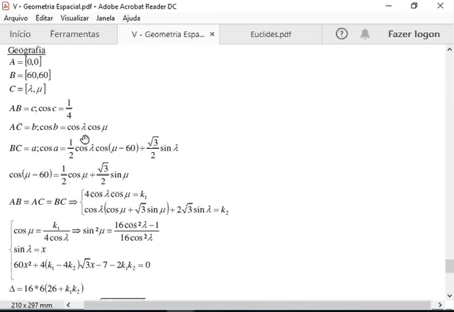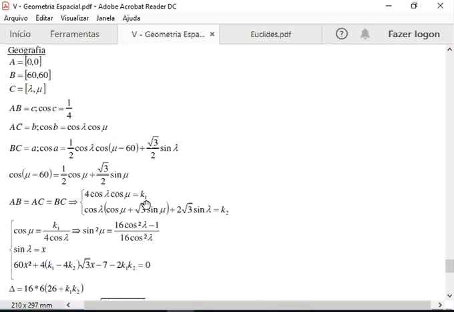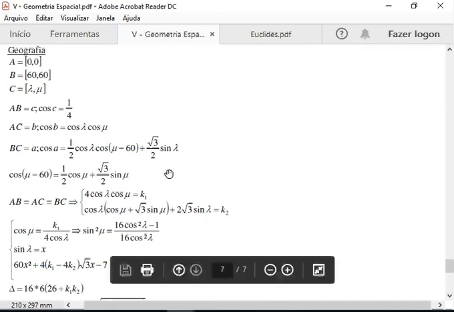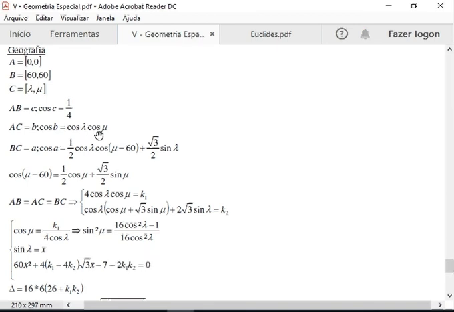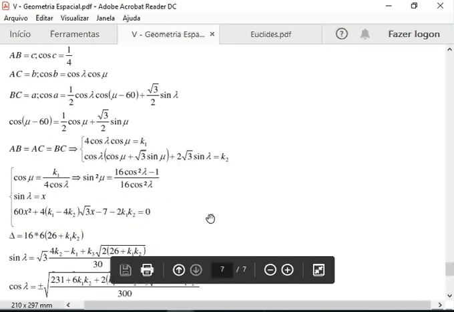1/4 is equal to cos lambda cos mu, plus or minus. We name this plus or minus K1, equal to plus or minus 1. And K2 is plus or minus, cos lambda cos mu equals 1/2 cos lambda cos (mu minus 60), which is 1/2 cos mu plus the square root of 3 sin mu, plus sin lambda. From this system, we have to find lambda and mu.